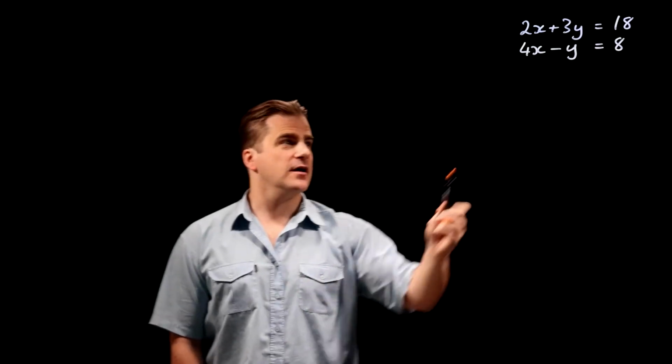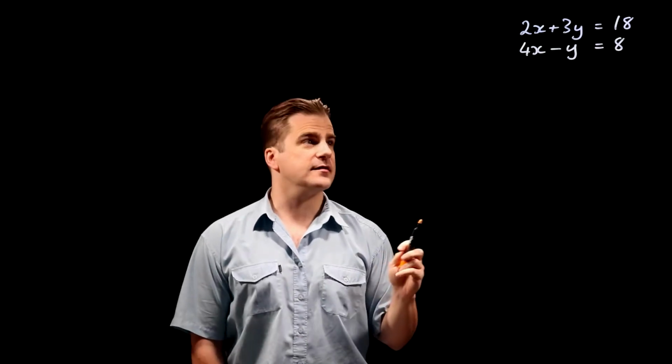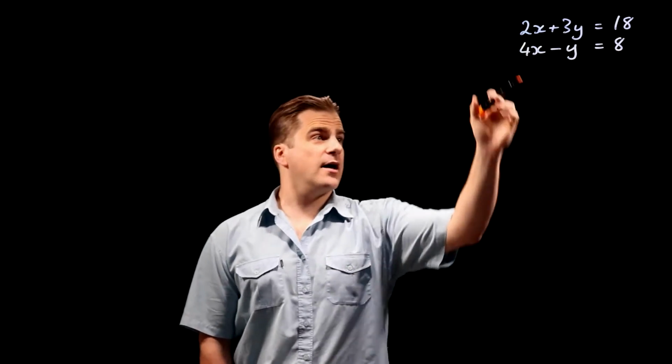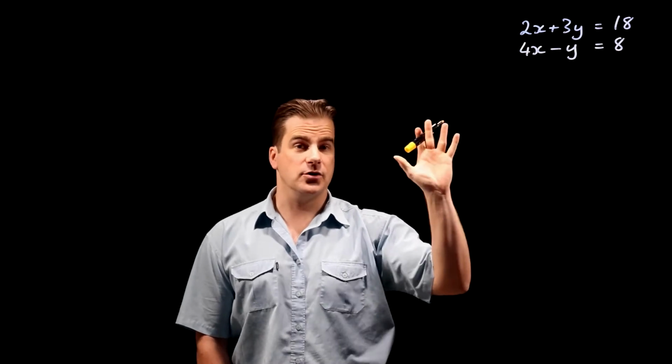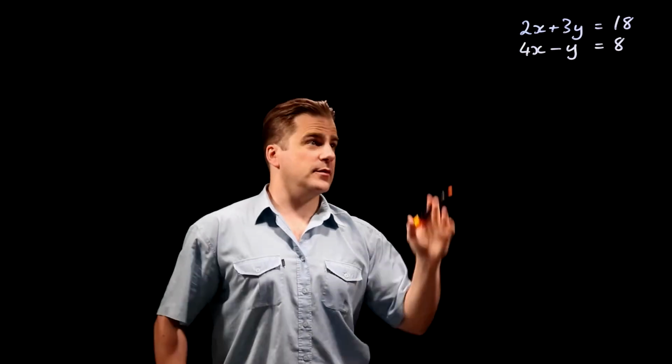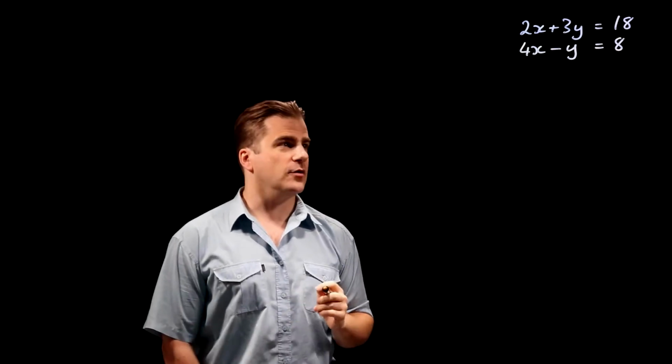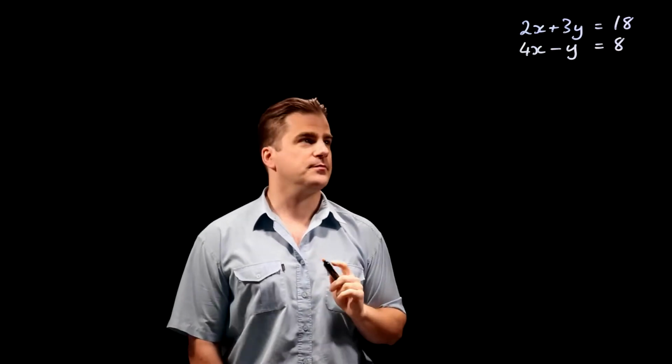Simultaneous equations are two equations like this with two unknowns, in this case x and y. And when you have two equations and two unknowns, you can solve them, in other words find what x is and what y is. So let's do this.